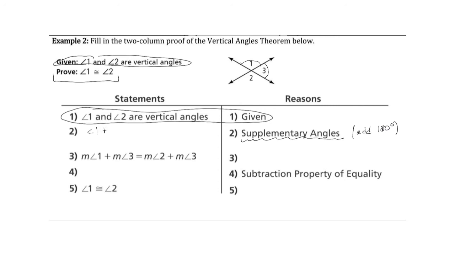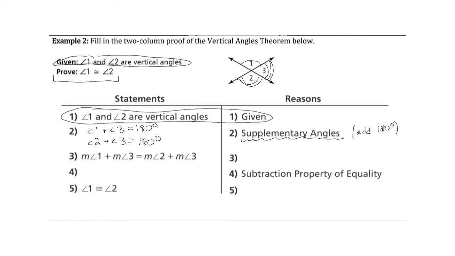So angle 1 plus angle 3 equals 180 degrees. And also, if angle 2 and angle 3 are added together, then they're supplementary angles and they equal 180 degrees. So angle 2 plus angle 3 equals 180 degrees.